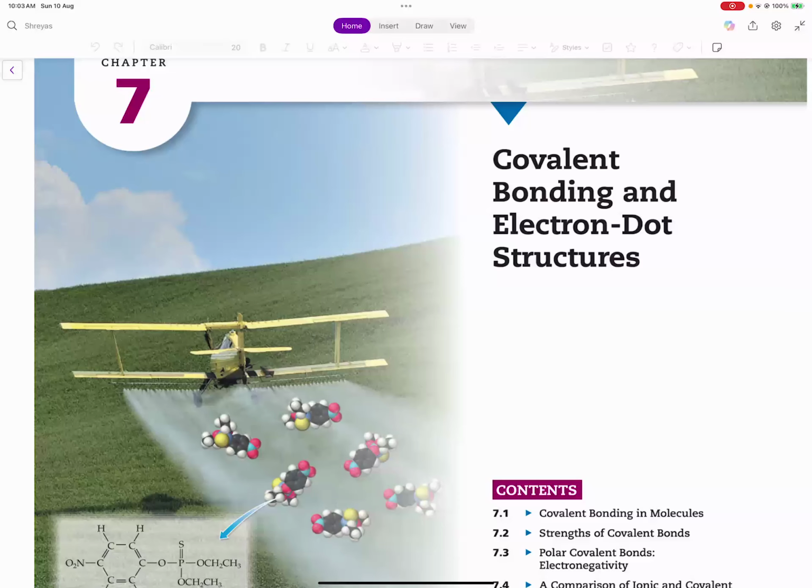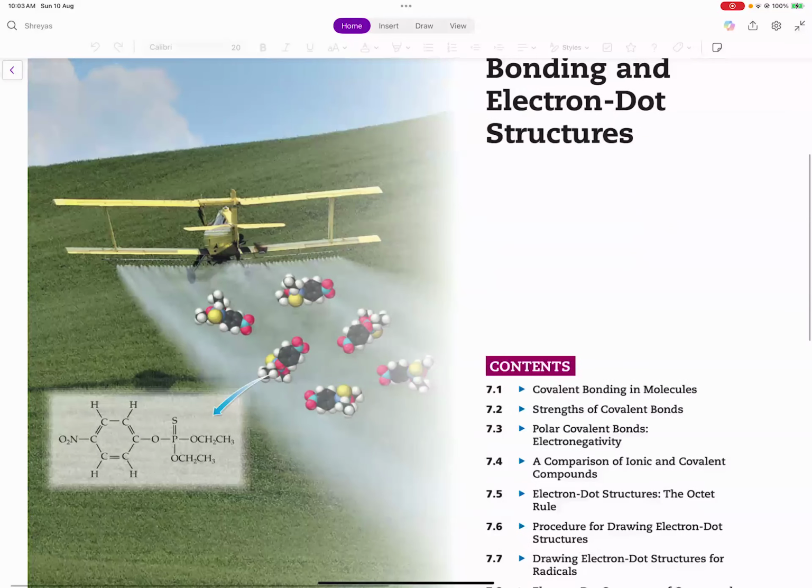Covalent bond, covalent bonding and electron dot structures. In this chapter, we are going to see about covalent bonding in molecules, strengths of covalent bonds, polar covalent bonds, electronegativity, comparison of ionic and covalent bonds, electron dot structures, how to draw electron dot structures, how to draw radicals. So it's more or less about electron dot structures, and a portion about resonance.